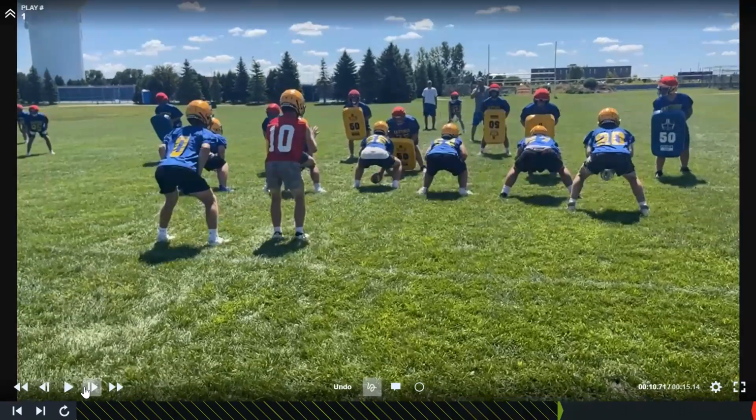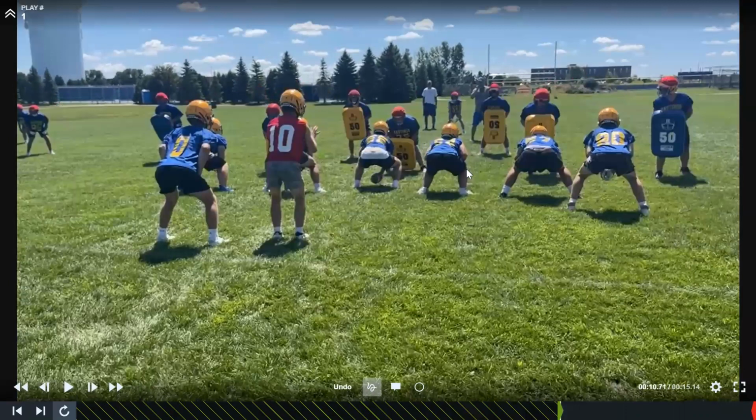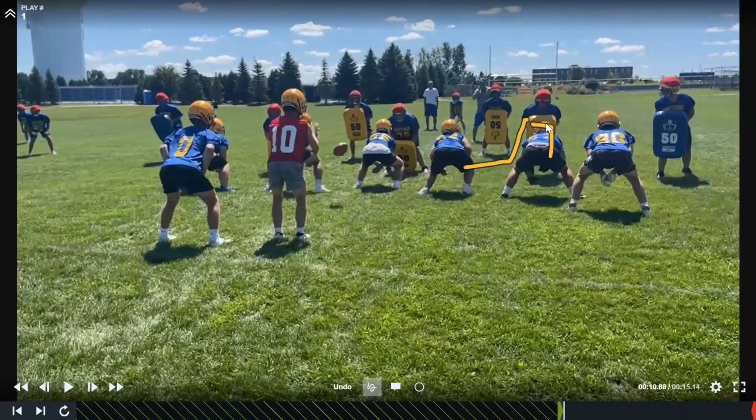Watching the H. The H steps out, drives this guy out. He gets his head on the inside, driving him out. That's what we want to see. Watching this double team, this should be a push double team right here. Push to this linebacker.